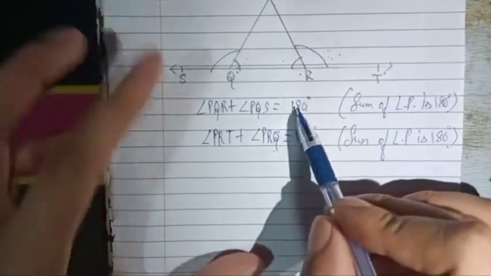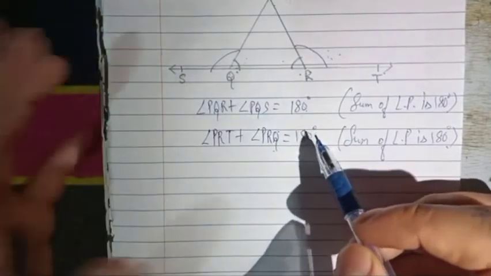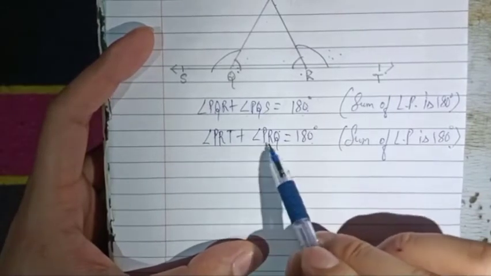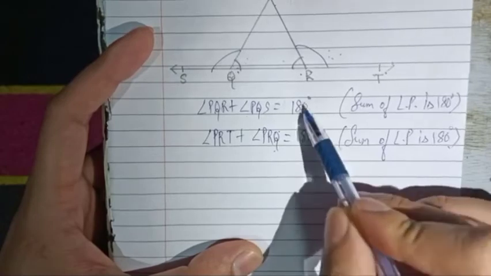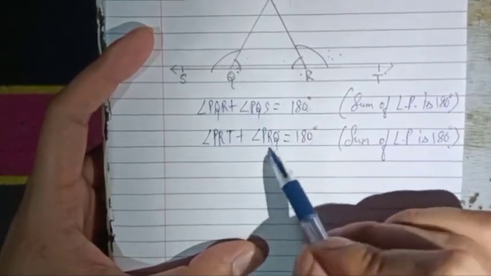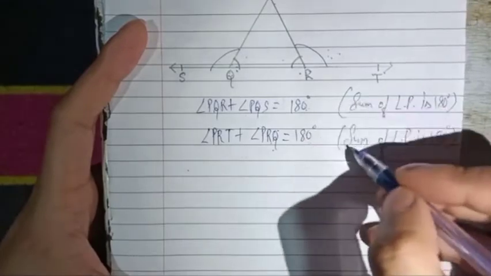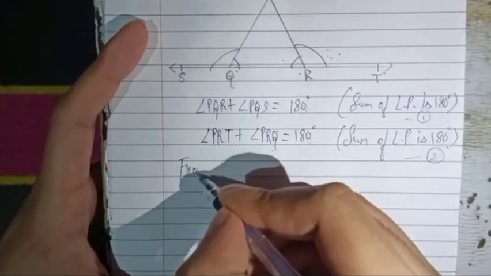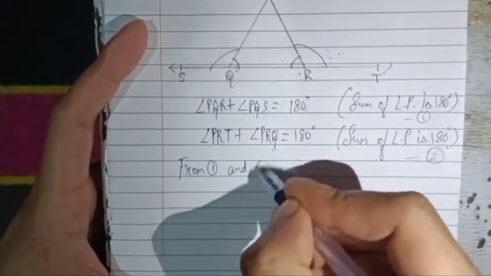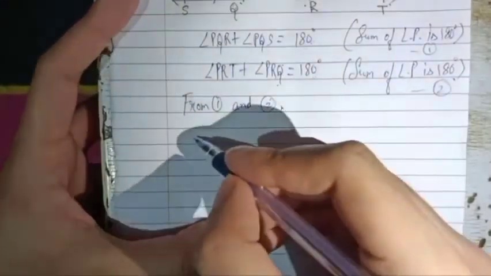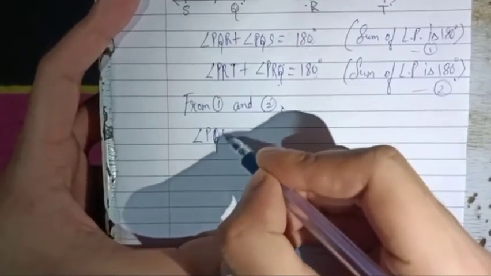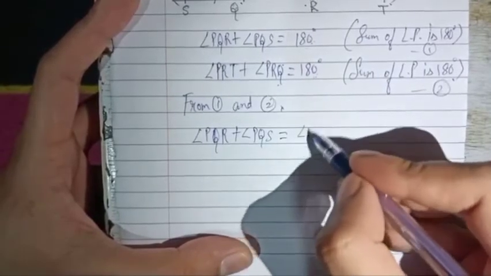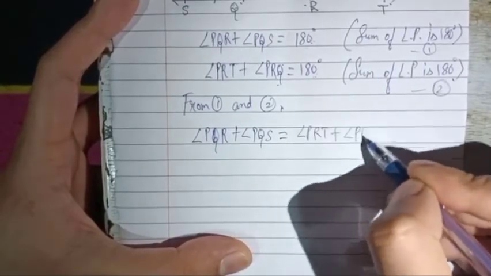That means the left hand side of the equation must be same. That means PQR plus PQS should be equal to PRT plus PRQ, because their right hand sides are equal, so their left hand side must be equal. So from these two equations, we will mark them as equation 1 and equation 2. So here we can write from 1 and 2 we conclude that angle PQR plus angle PQS is equal to angle PRT plus angle PRQ.